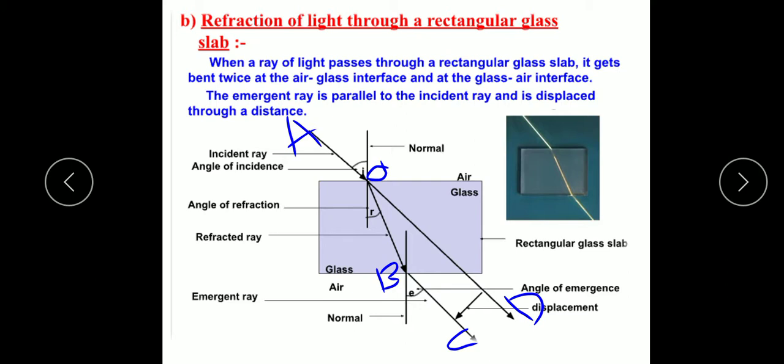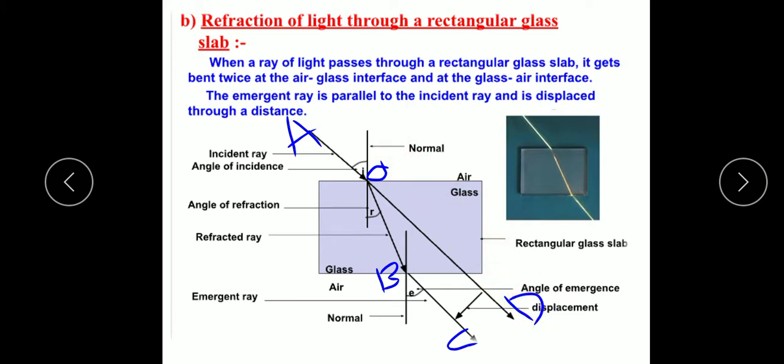So now what happens here? In the figure you can see AO is the incident ray, that is between what? The air-glass interface, and OB is the refracted ray. And next, between the glass-air interface, BC is the emergent ray. So this is the direction of the incident ray.